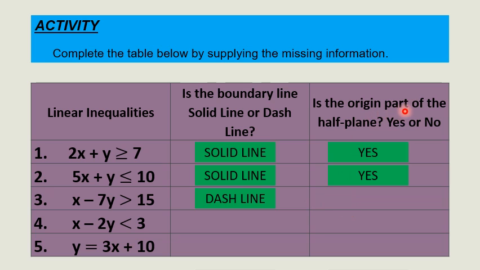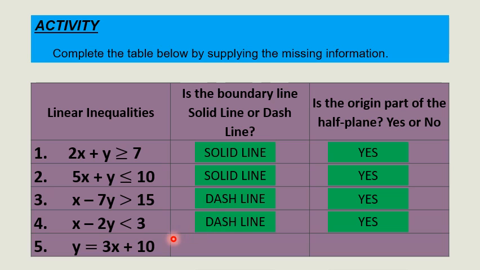Is the origin part of the half plane? Yes or no? Yes, because that is an inequality, x minus 2y less than 3, so that is a dashed line. And the half plane? Of course, yes. So all points on the side of the inequality symbol are part of the half plane.